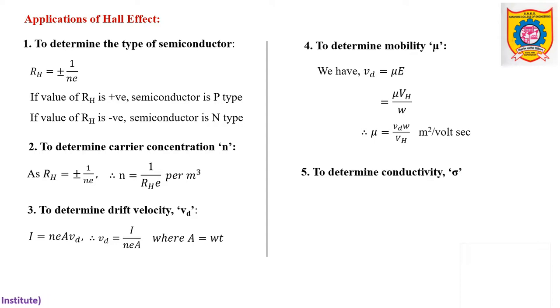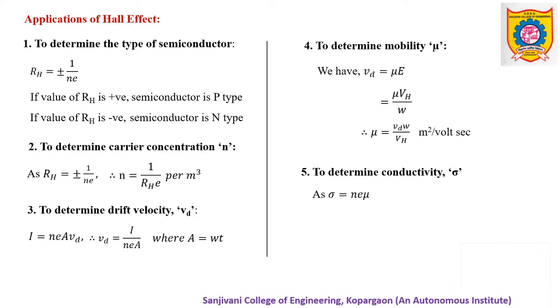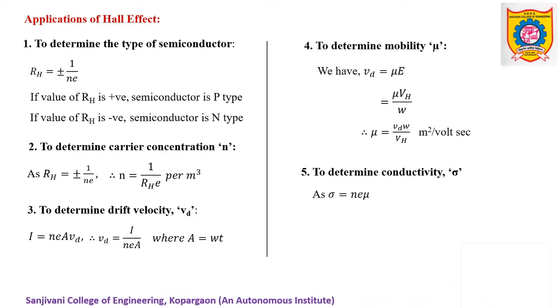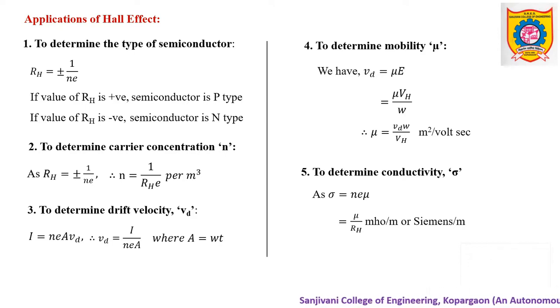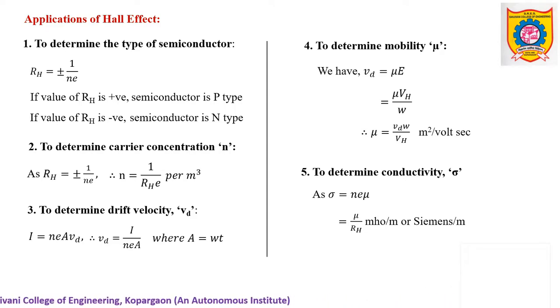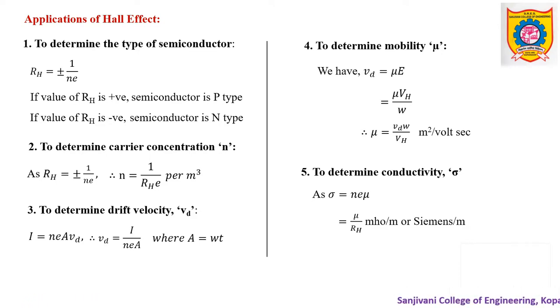And finally, by knowing mobility, conductivity sigma can be determined. The formula is sigma is equal to Ne mu, but Ne is the reciprocal of RH. So thus sigma equal to mu upon RH gives us the measurement of conductivity sigma in mho per meter or Siemens per meter. Thus, by performing the experiment for RH using Hall effect setup, we can have several calculations. So these are the different applications of Hall effect.